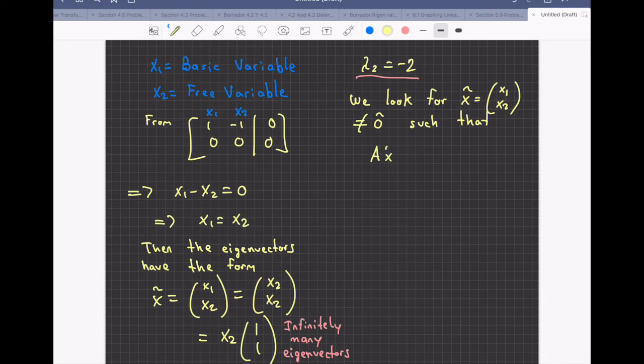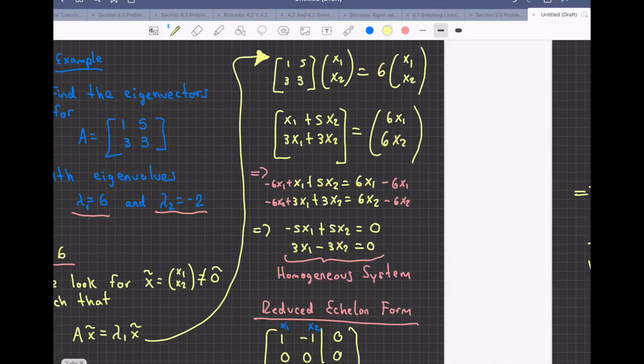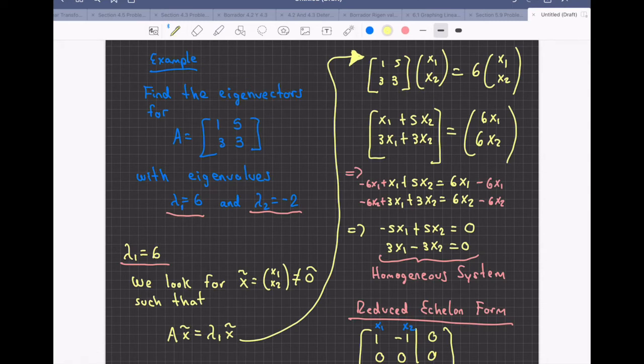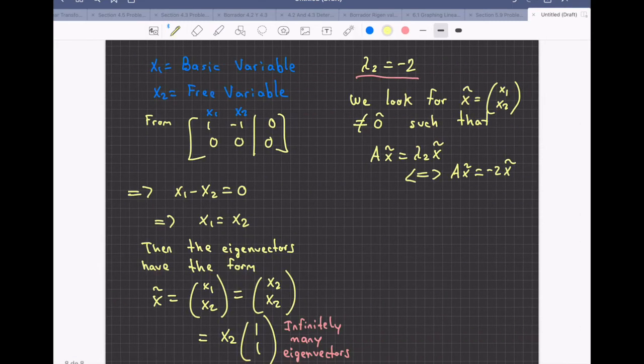A times x is equal to, in this case, lambda 2 times x. Or what is the same, A times x is equal to negative 2 times x. You see? The same as before. So this implies the matrix A, 1, 5, 3, 3, times x1, x2 is equal to negative 2 times x1, x2.